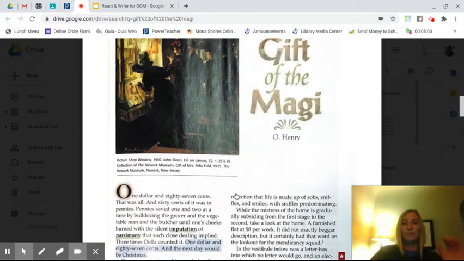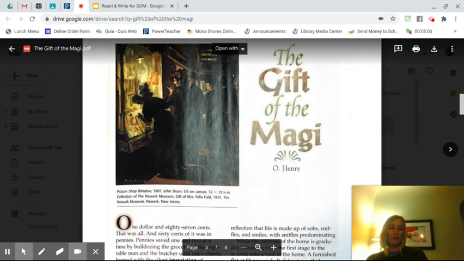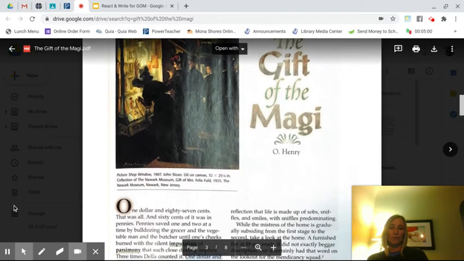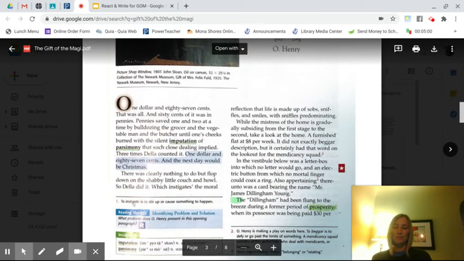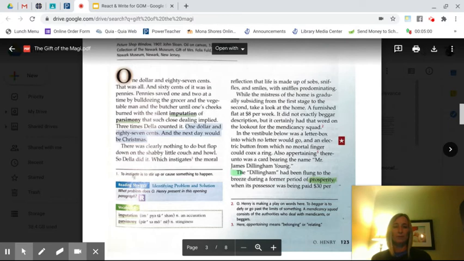All right. So it's called The Gift of the Magi. And if you remember, I had already brought this up before about what the Gift of the Magi means, but I'm not going to talk about that just yet because I'm hoping you'll figure that out.